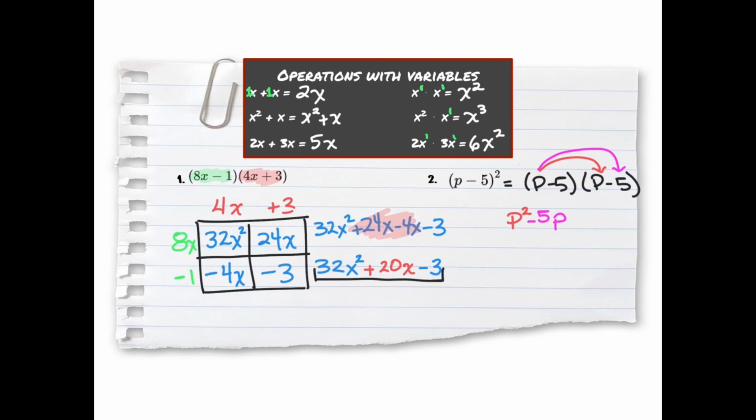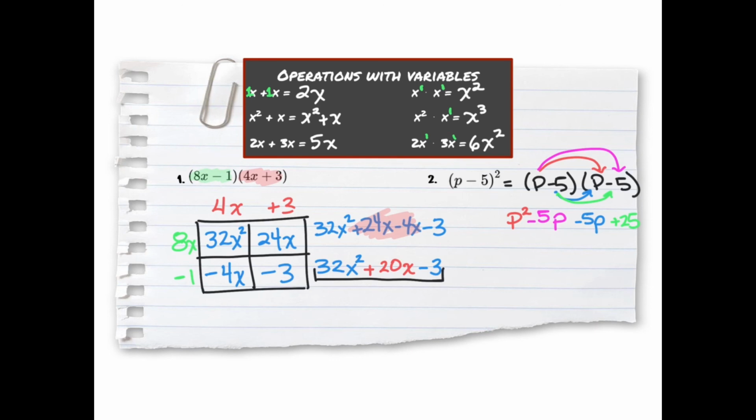Then the P at this point has multiplied everything in the second parentheses. So now we're going to move on to the negative 5. So this is going to be negative 5 times P. That's going to be negative 5P. And then negative 5 times negative 5, positive 25. Okay?